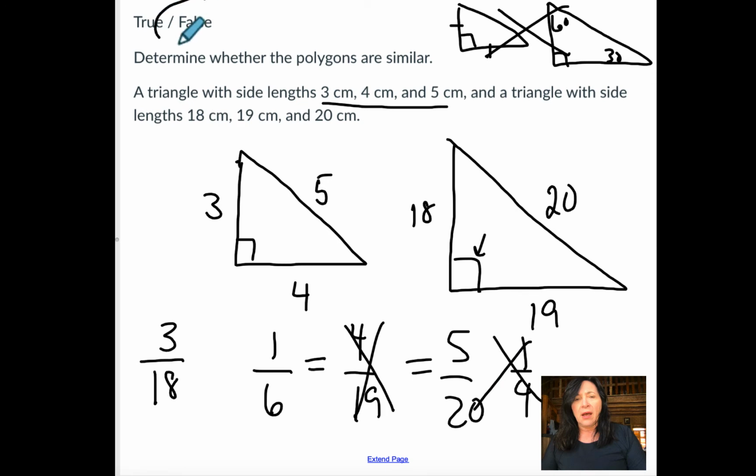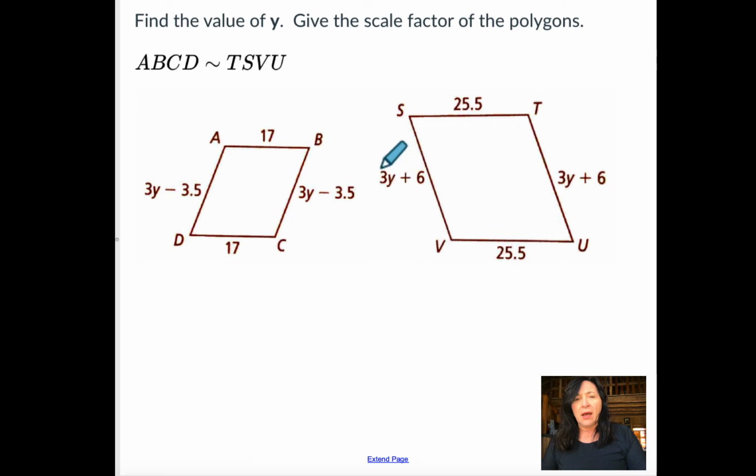So this would be definitely a not. These two triangles are not similar. To find the value of y and also give this scale factor.